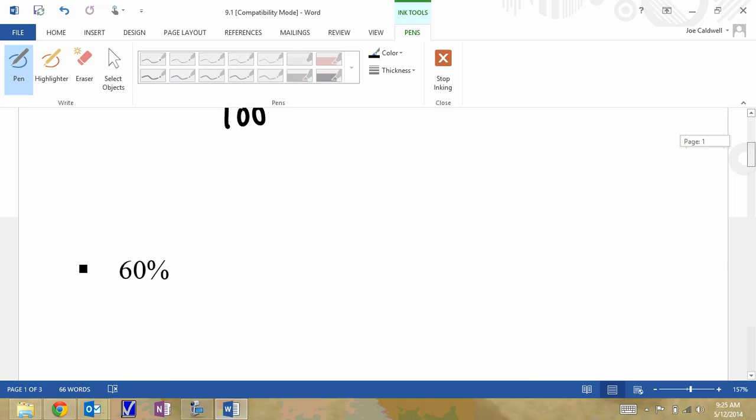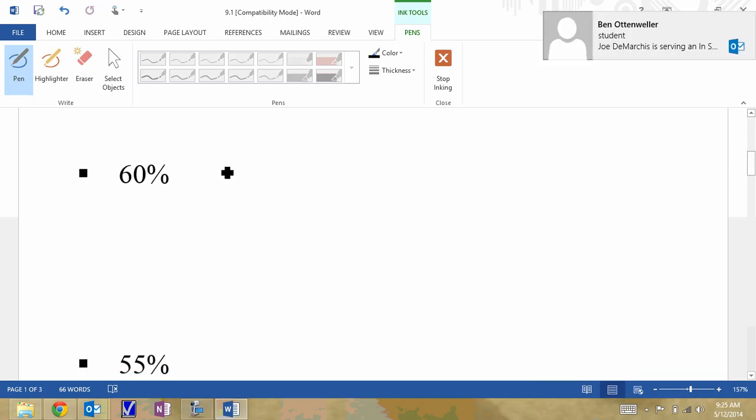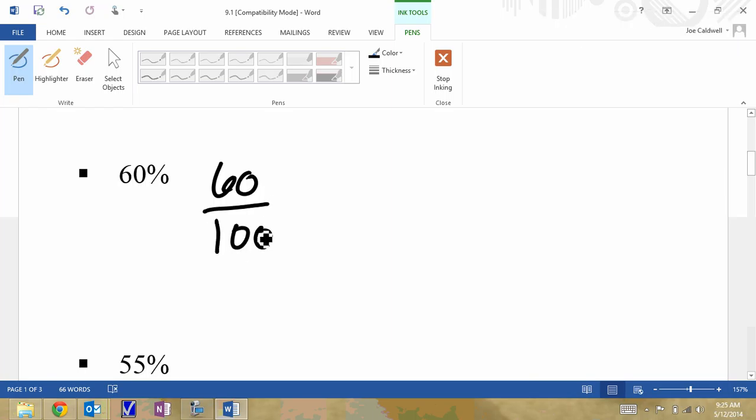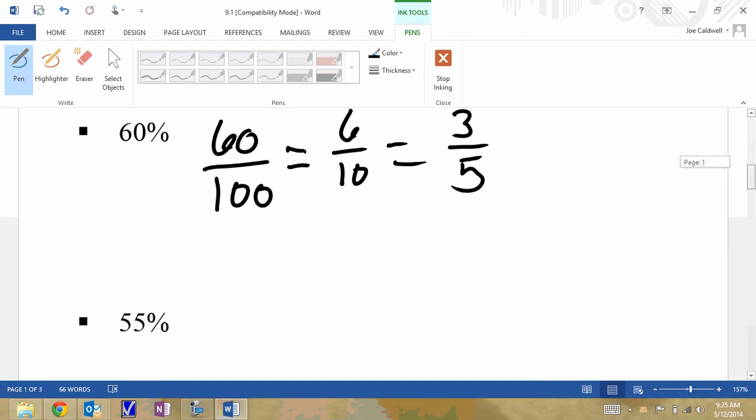All right. And so same thing with 60%. You would take 60 and put it over 100. Now in this case, obviously, you could reduce. If you could find the greatest common factor, you could reduce it in one step. If not, you could go 6 over 10 or something like that. And then that would still not be reduced all the way, so you could divide by 2 and you would end up with 3/5. And so that would be 60% as a fraction.